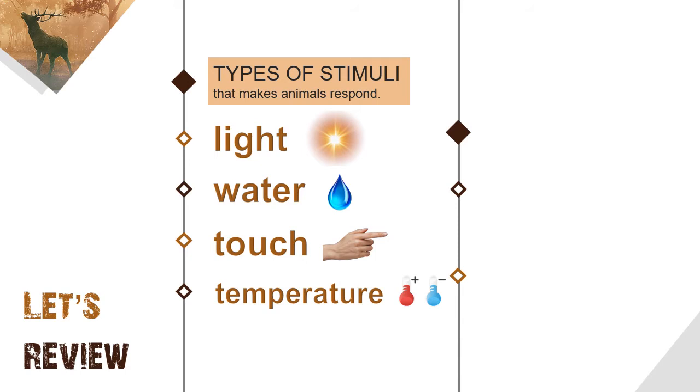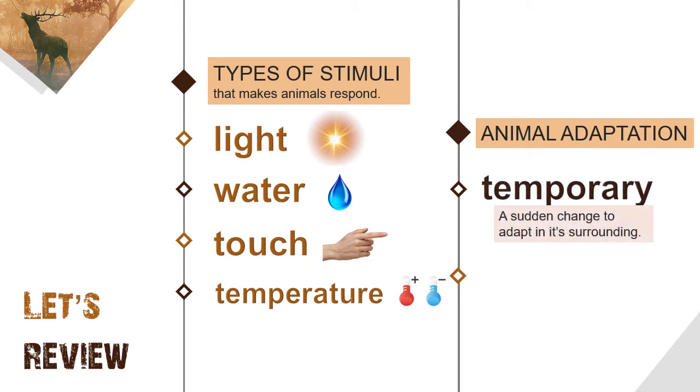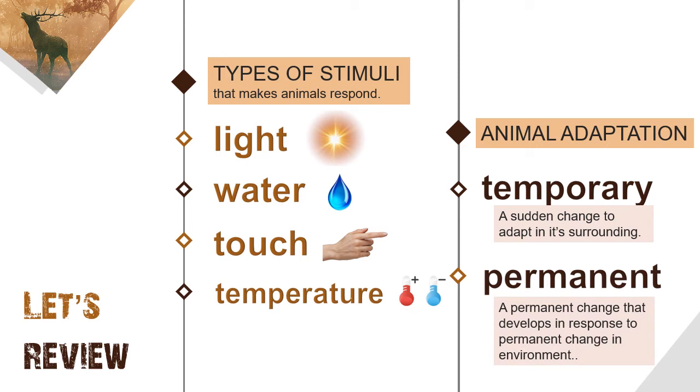We also learned animal adaptations. There are 2 types of animal adaptation. First is temporary adaptation. This is a sudden change to adapt in its surroundings. Second is permanent adaptation. It is a permanent change that develops in response to a permanent change in the environment.